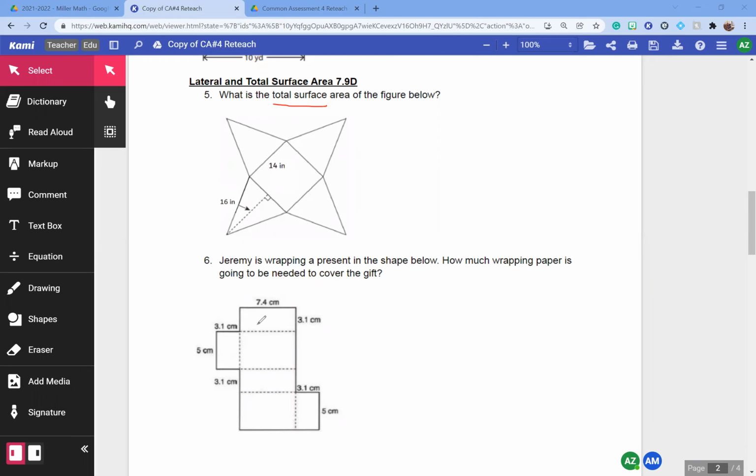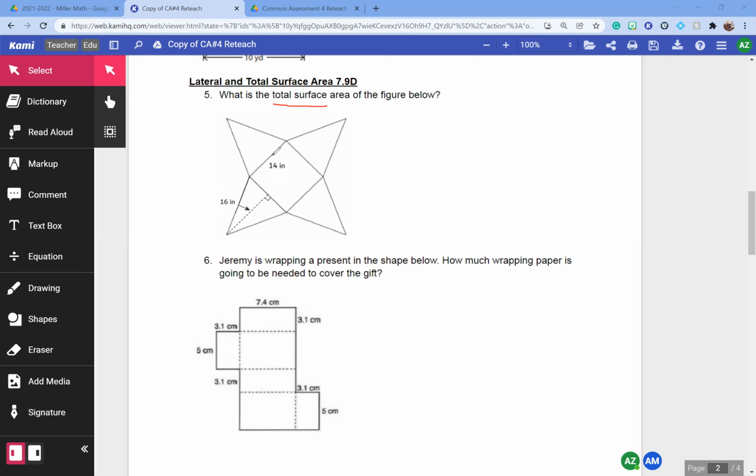If it's asking about lateral, we're taking the base away. In a pyramid, that's going to be the shape in the middle, or the shape that's not a triangle. Over here, if you look down here, the 2 sides that are sticking out are my bases, unless they tell you the bases are ones that are shaded in.